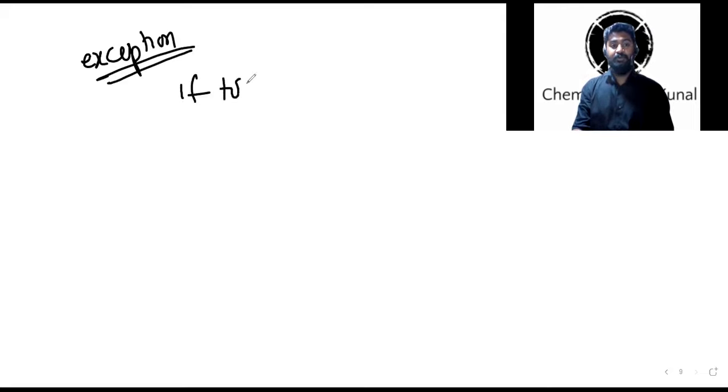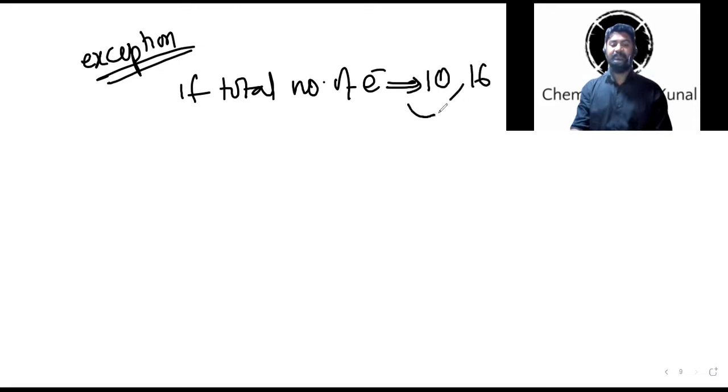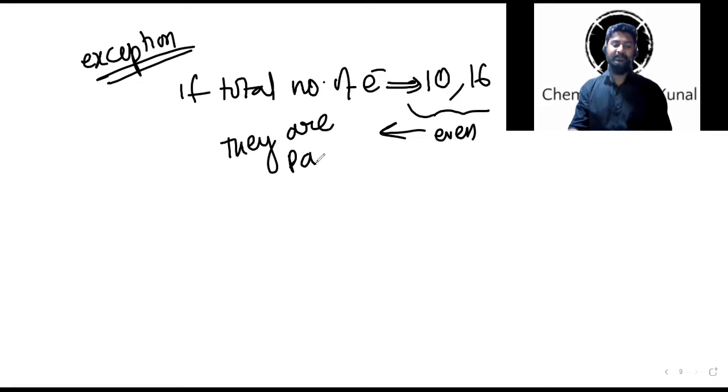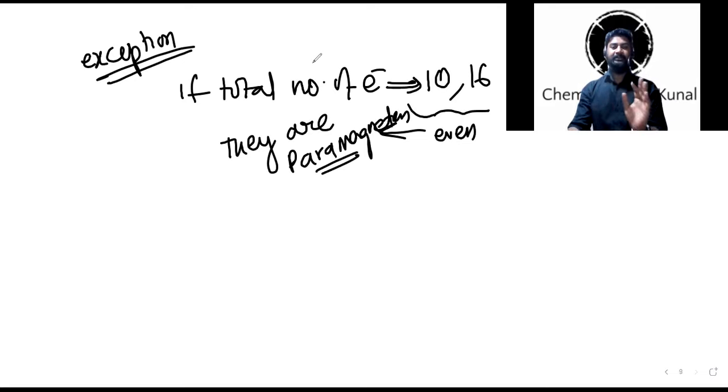If the total number of electrons comes out to be 10 or 16, despite having an even number, they are paramagnetic. And why? It is because of their MOT diagram. For now, we don't have to go that far into the concept. Just remember, if the total number of electrons is 10 or 16, it's going to be paramagnetic, despite having an even number of electrons. That's it. This is the second logic you have to look out for.